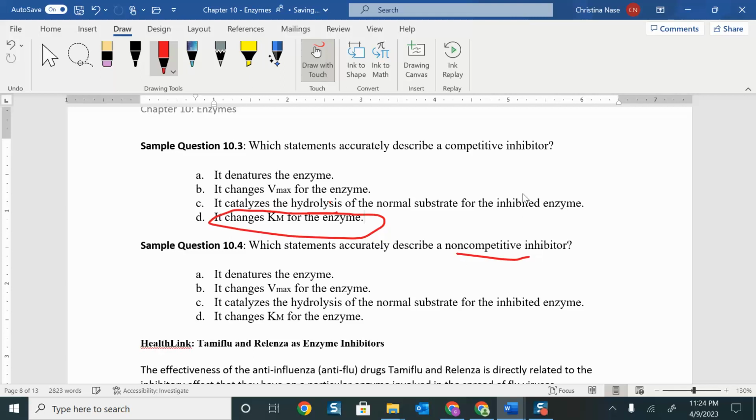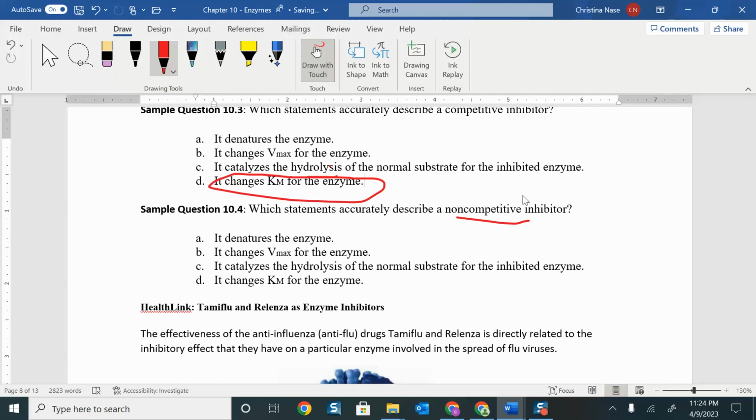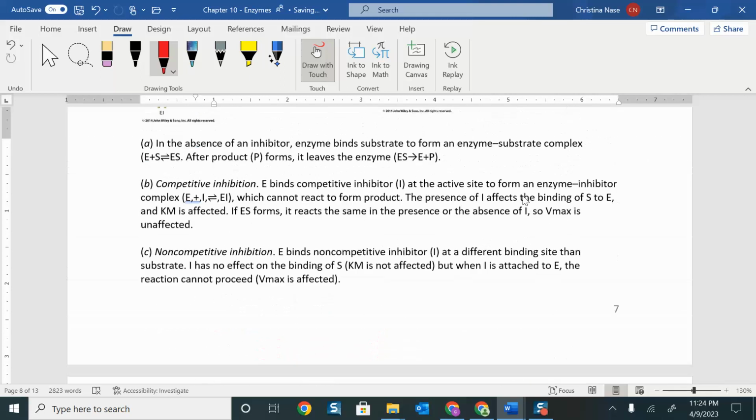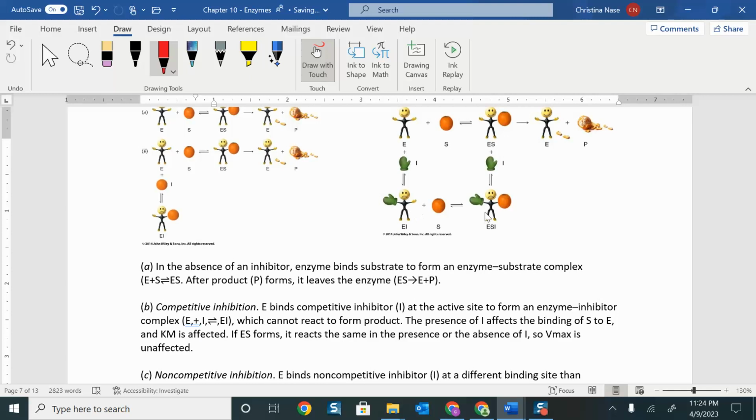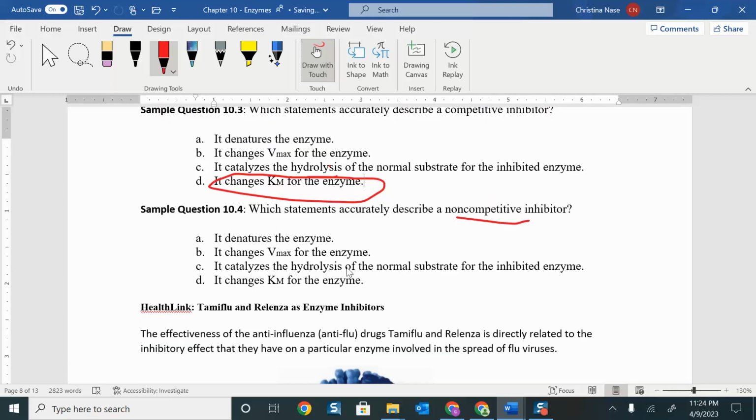Whereas a non-competitive inhibitor, it's still going to be able to bind the substrate, right, with this oven mitt, but he can't peel it as fast. So it's going to affect that second step of the reaction. So it's going to change the Vmax of that reaction.